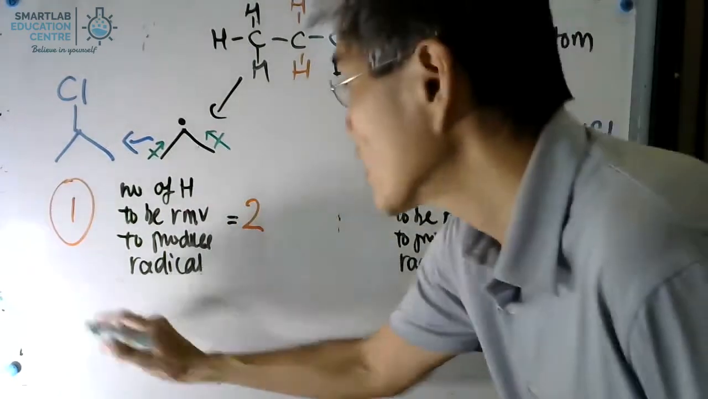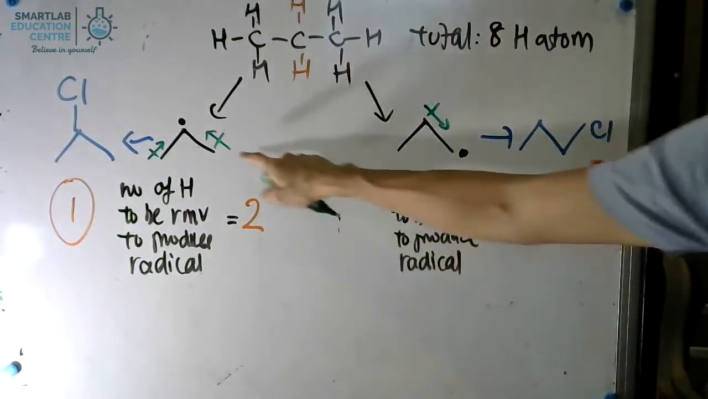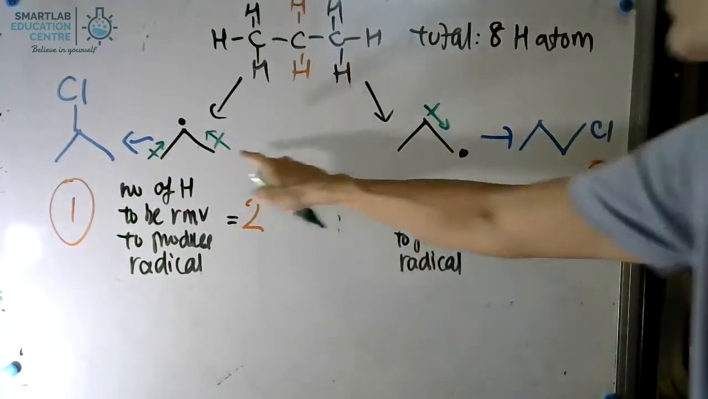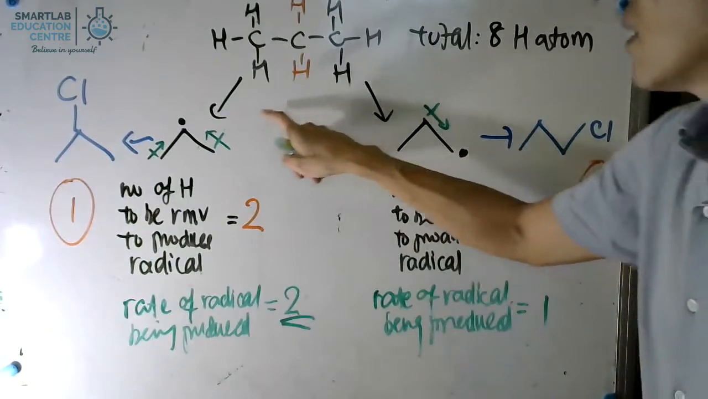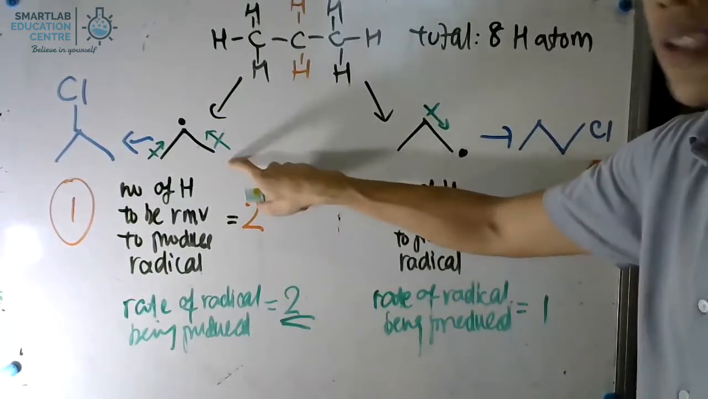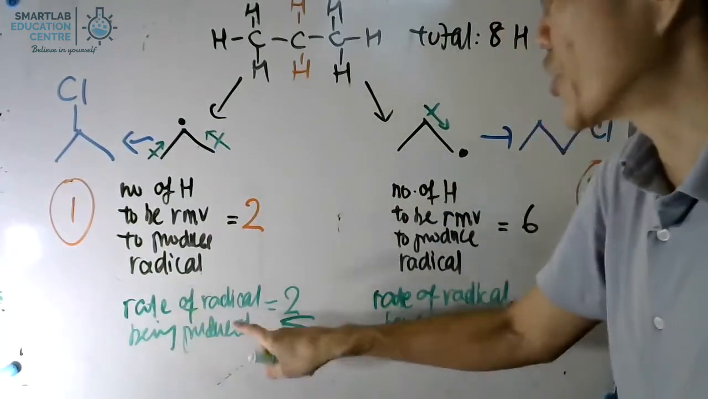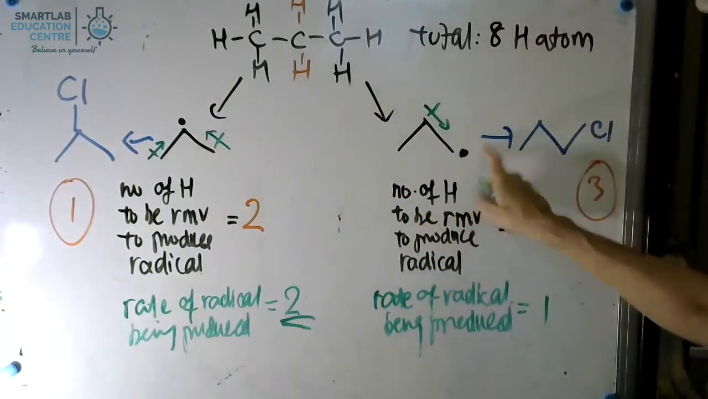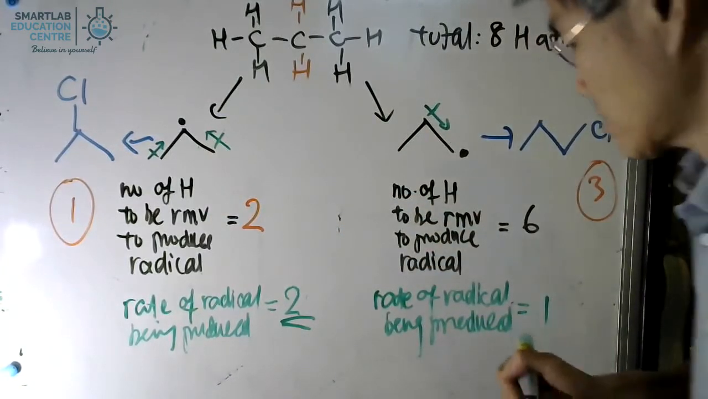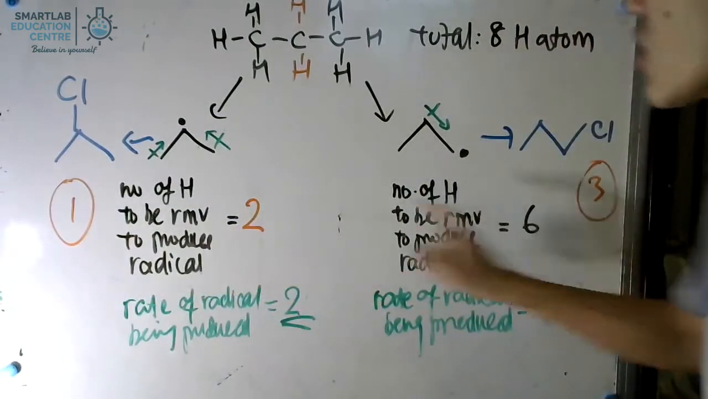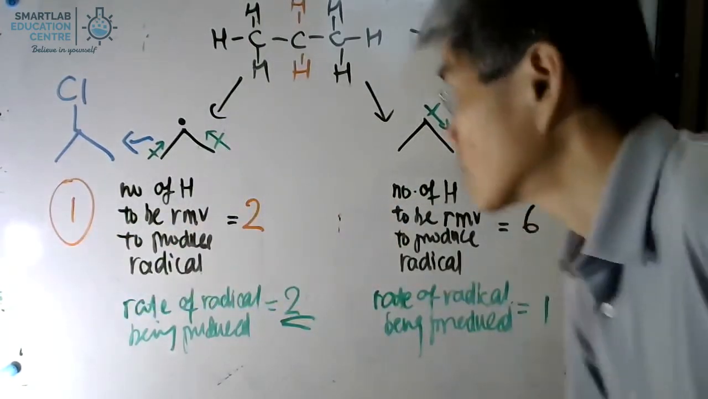So in reality, you will find that the rate at which this is produced could actually be 2 times more than this. So let's make an assumption. Since this is more stable, the rate at which this radical is produced versus this will be 2:1. All right. In that case, the amount that's produced is no longer 1:3 anymore.